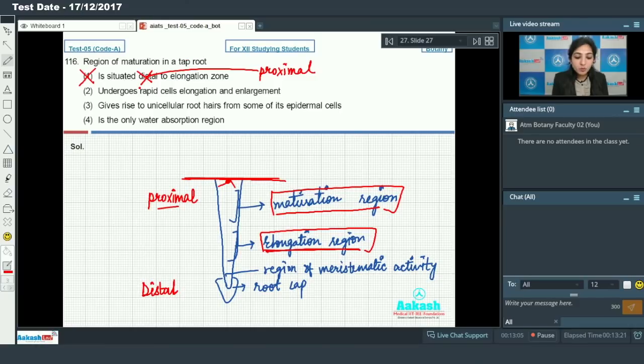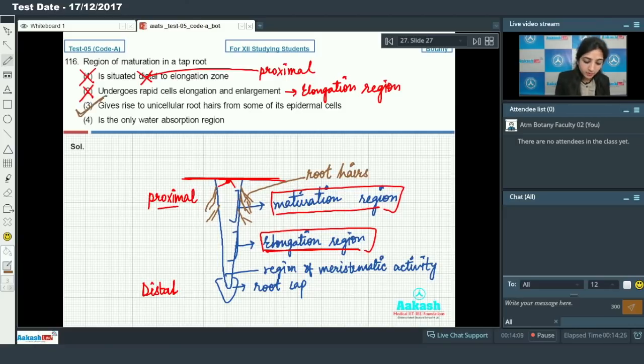Region of maturation in a taproot undergoes rapid cell elongation and enlargement. No, this feature is true for the elongation region. But what happens in the region of maturation? The cells of the elongation region gradually mature to form the region of maturation. So this is incorrect. Region of maturation in a taproot gives rise to unicellular root hairs from some of its epidermal cells. This is correct. Okay, these are the root hairs.